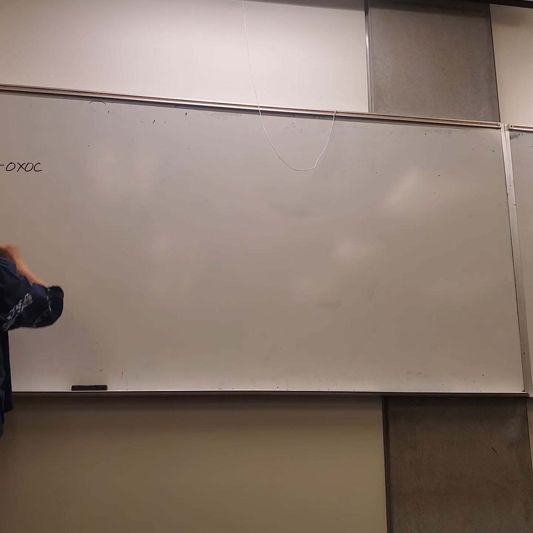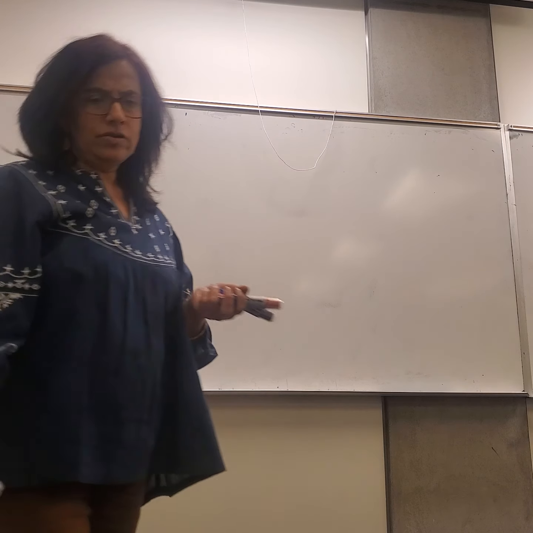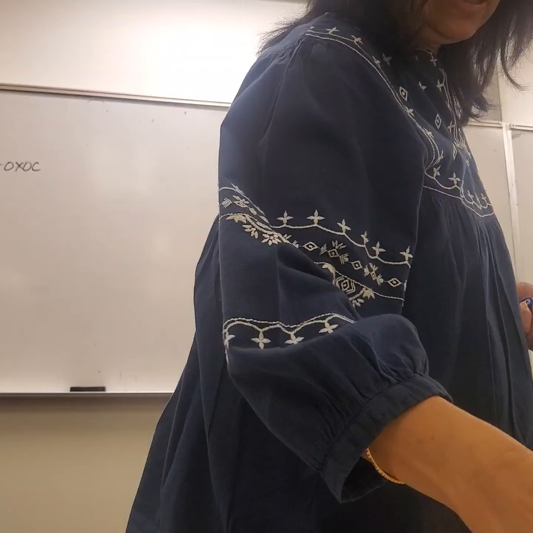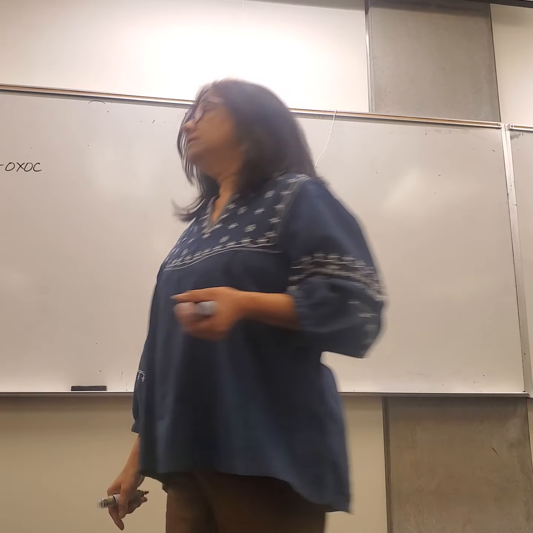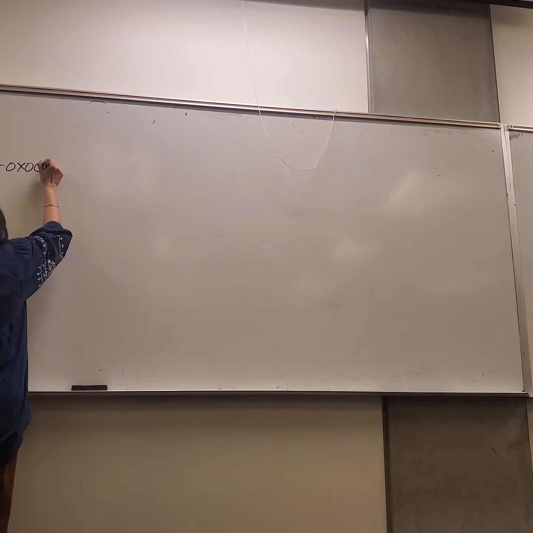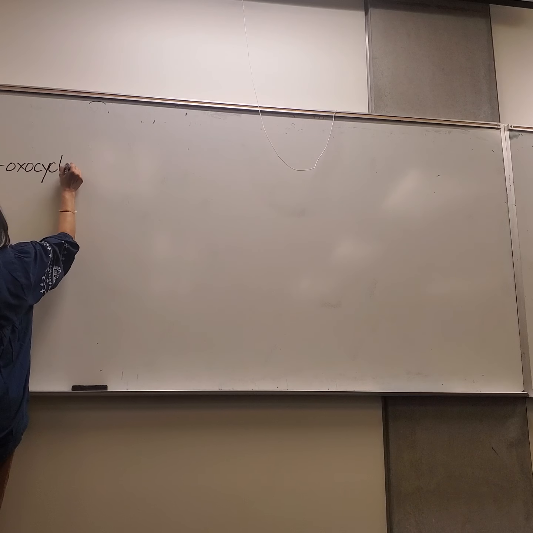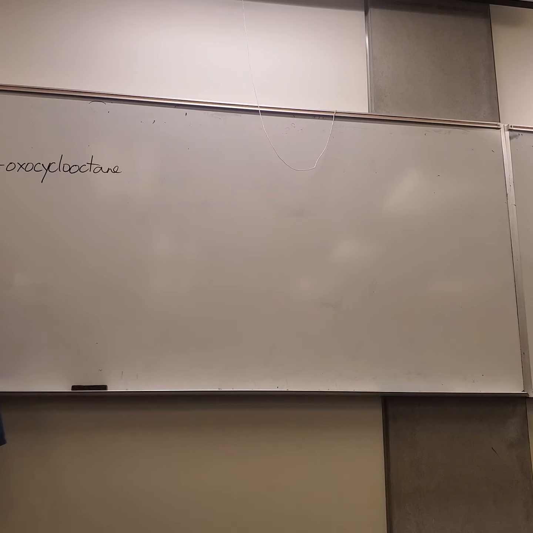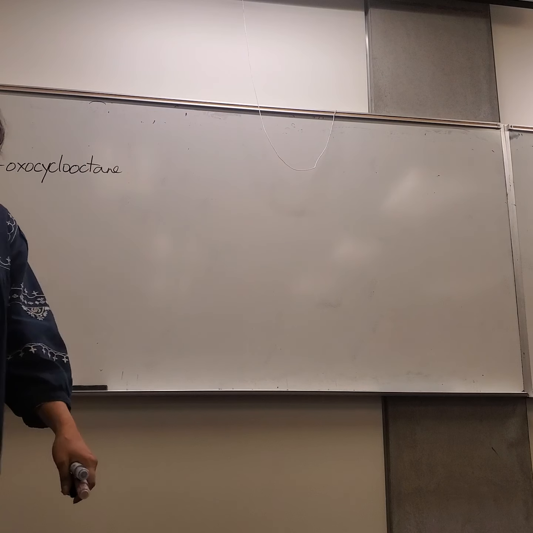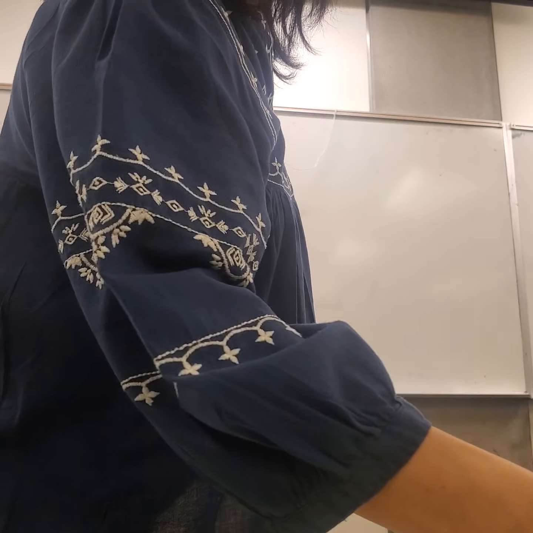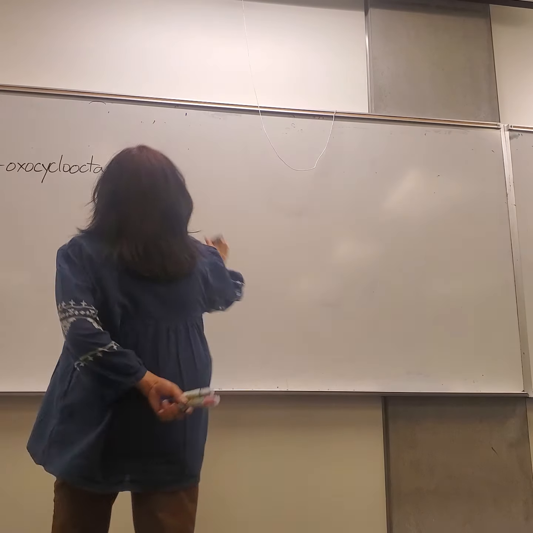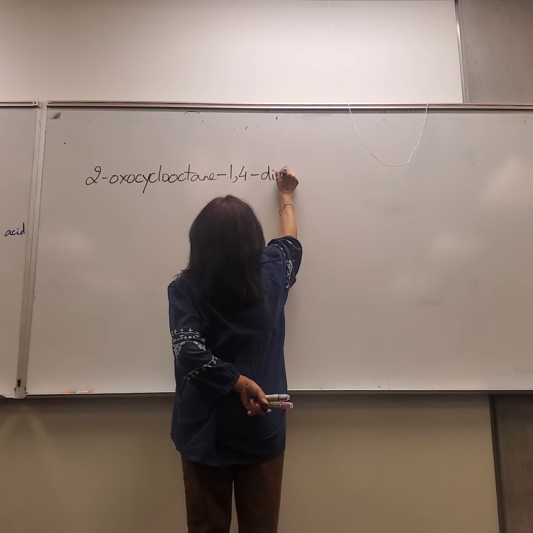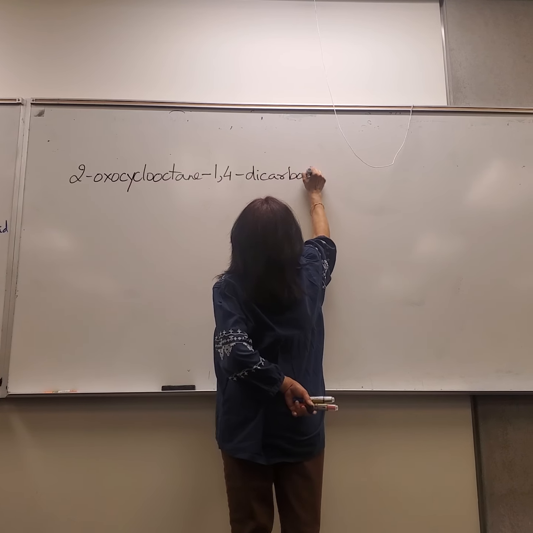Oxocycloheptane. No, it's oct, right? Did I count wrong? 1, 2, 3, 4, 5, 6, 7, 8. Eight. Yep. Cyclooctane, and then? 1, 2, 3, 4. 1,4-dicarboxylic acid. Yes, 1,4-dicarboxylic acid.